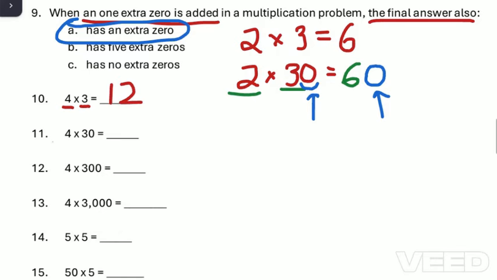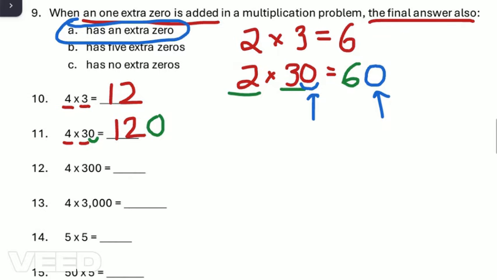Now, what's the difference between problem number 11 and problem number 10? It seems there's still a 4 and still a 3, but the only thing now is that there's an extra 0 at the end. So our answer is still going to be 12, but we're going to add on that extra 0 to our answer to make our final answer 120.